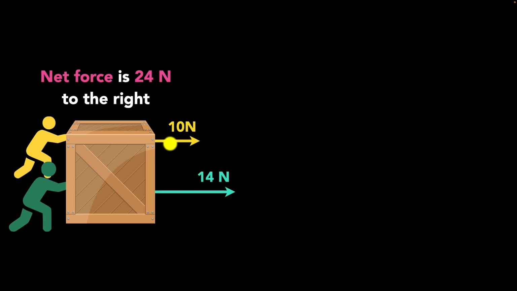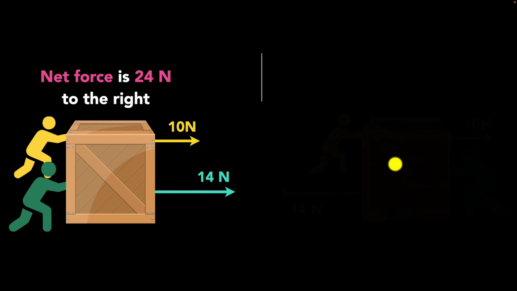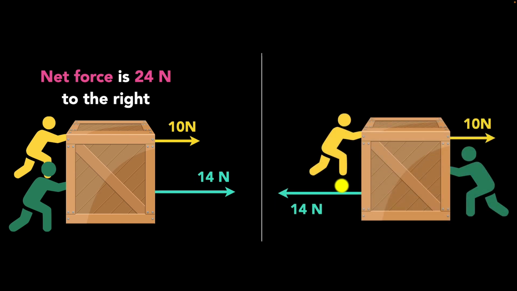So if there are two or more forces that are in the same direction, just add them up. But what if two forces are in the opposite direction? Well, then the forces tend to cancel, their effects tend to cancel each other out, and so now you subtract them. So in this particular case, the total force, or the net force, would be 14 minus 10, which is 4 newtons. So net force would be 4 newtons to the left, because the leftward force wins because it's bigger.